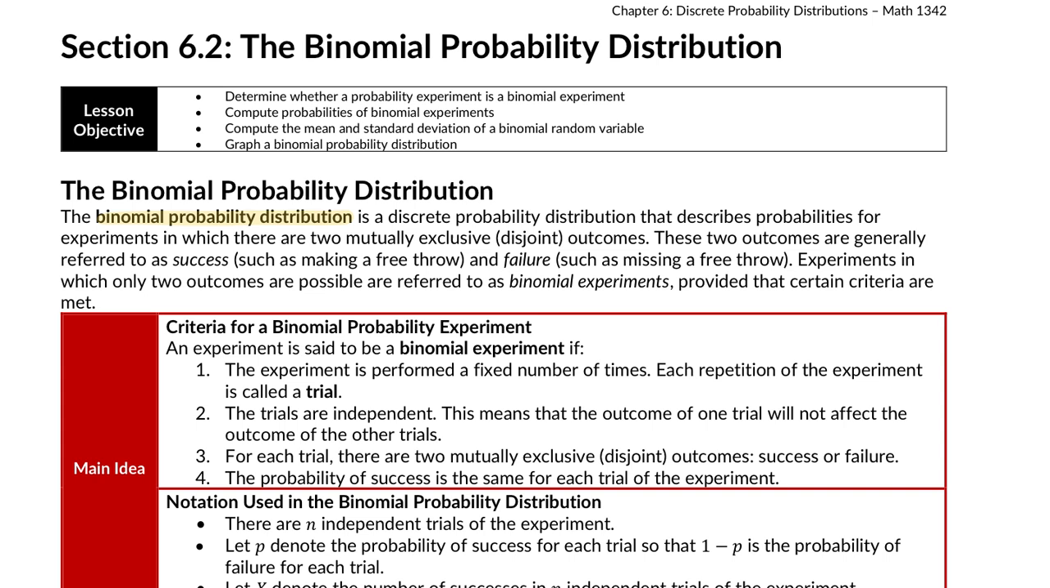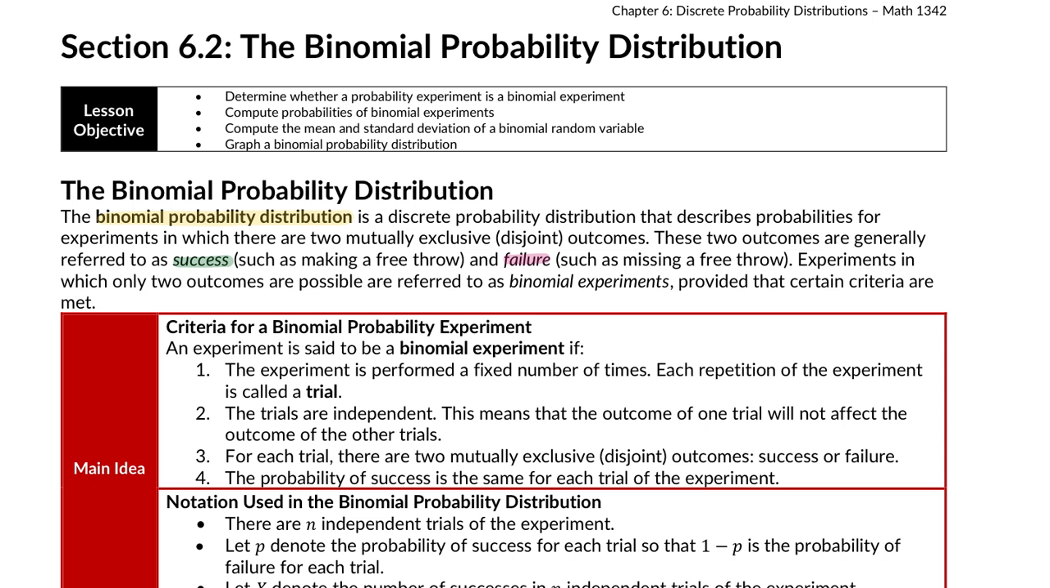The two outcomes are generally referred to as, and we're going to use this color scheme today, so if you follow along with me, successes, such as making a free throw, and failures, such as missing the free throw. So success, if you're flipping a coin, could be successfully flipping a heads, or failing to flip a heads if you get a tails. So you have essentially just two options of success or failure.